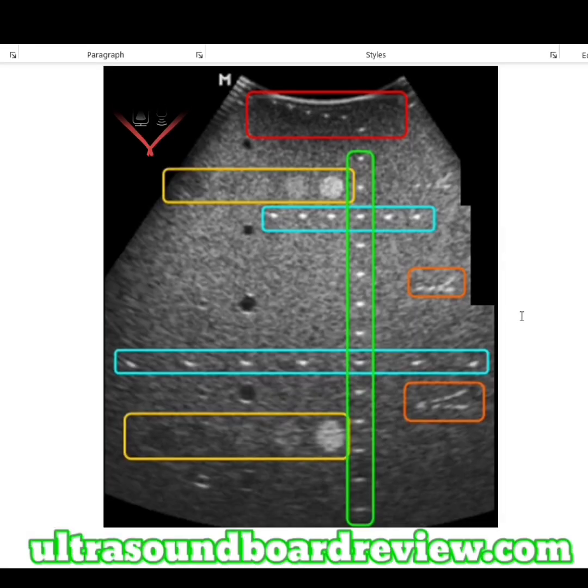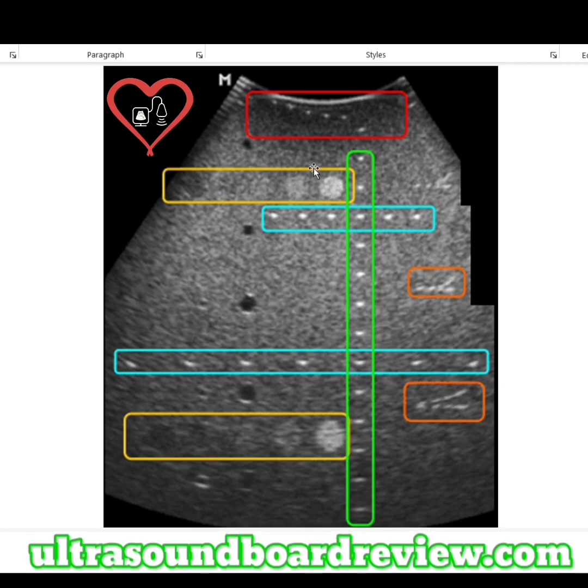So this right here is a phantom, a tissue mimicking phantom. And you can see how a lot of the stuff in the phantom is circled. If they show you an image like this, which is circled or labeled or has an arrow pointing to it, and they ask which area of the phantom evaluates lateral resolution, you're going to look for right here, these guys.